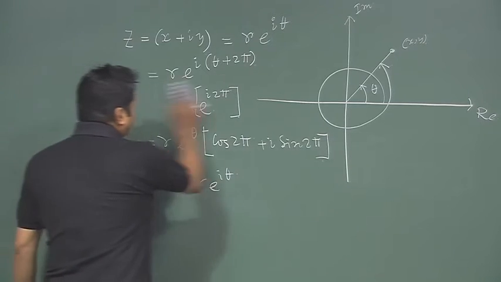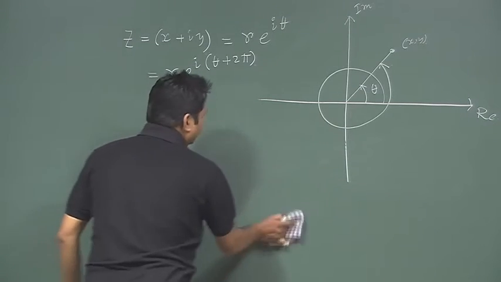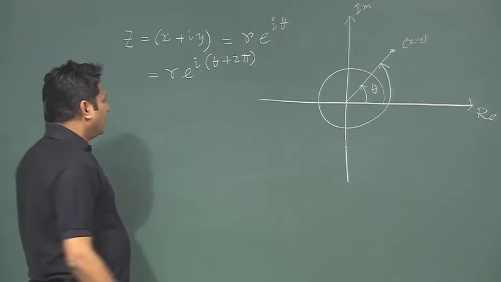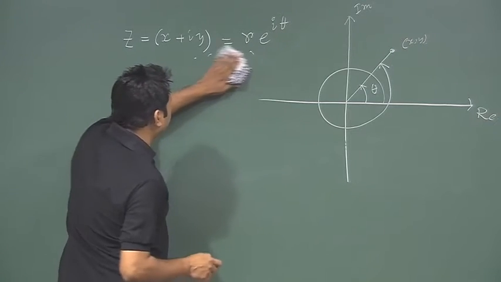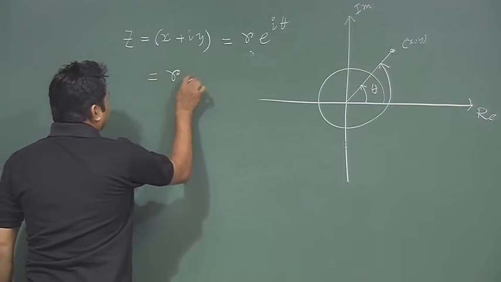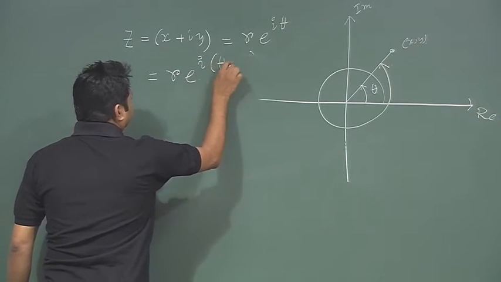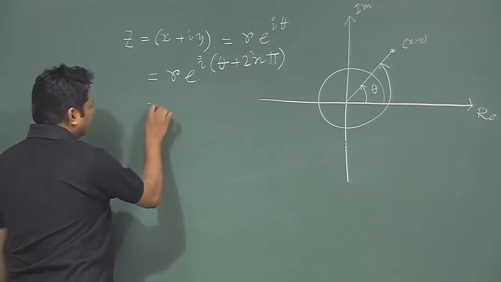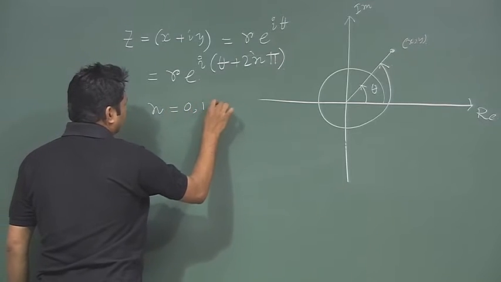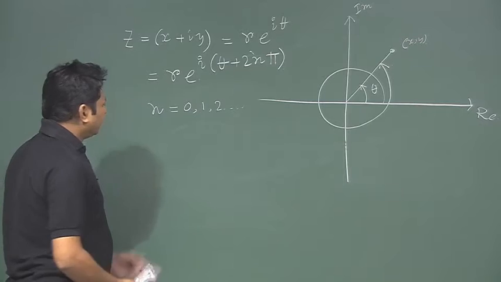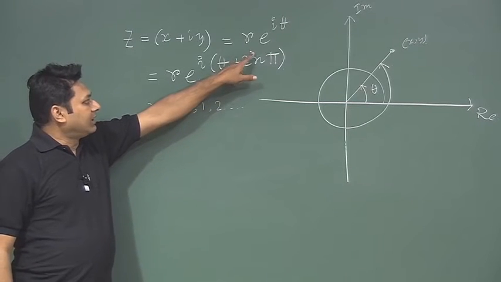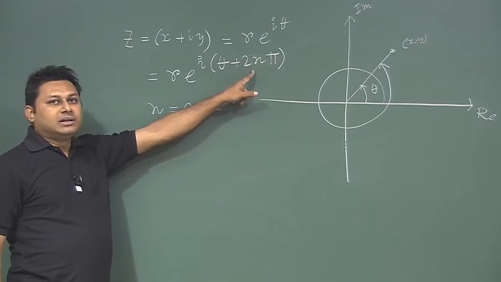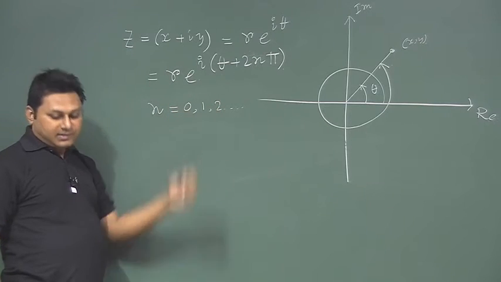This will be true, by the way, for another round also. This is one round; if I take another round, it is still true, and so on. So in general this should be represented as r e to the power i (theta plus 2 n pi), where n is 0, 1, 2, and so on. That means this theta is not unique. If I add something, I will get the same value.